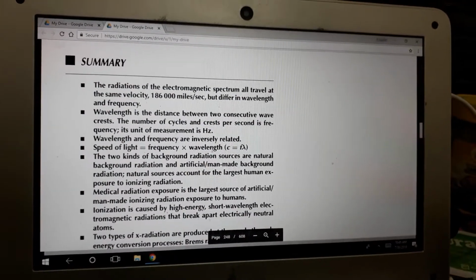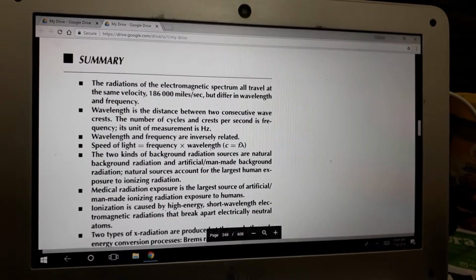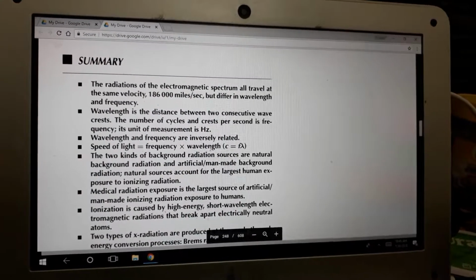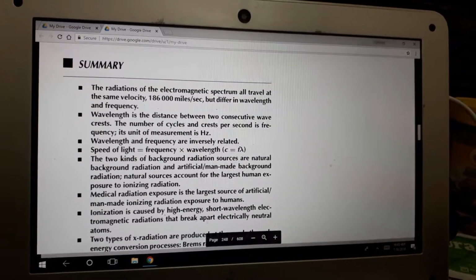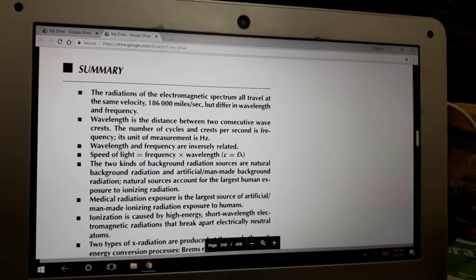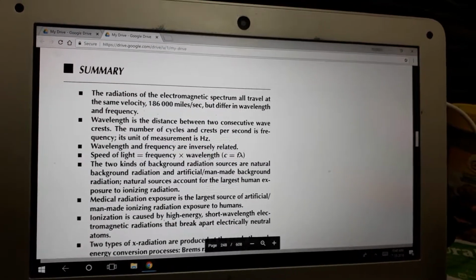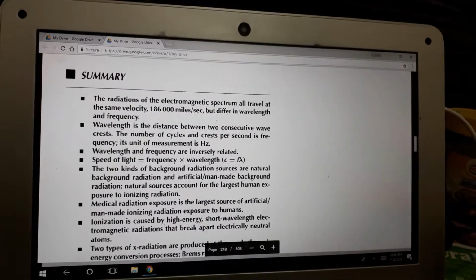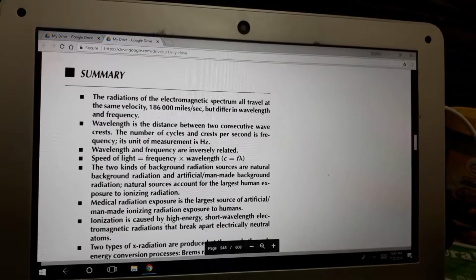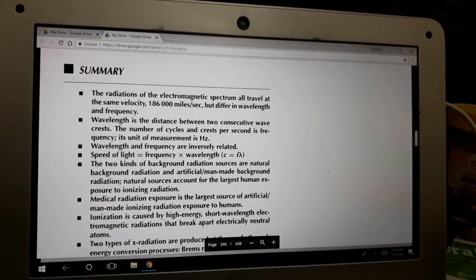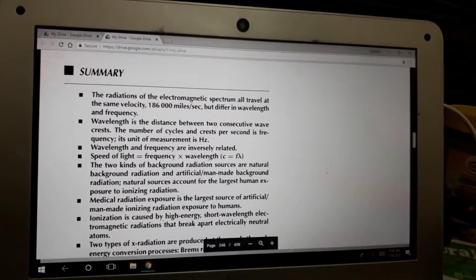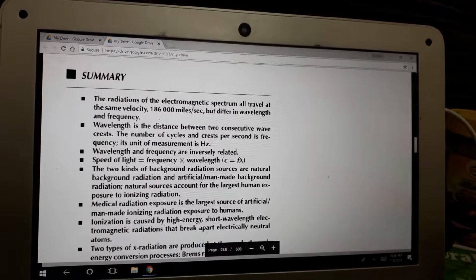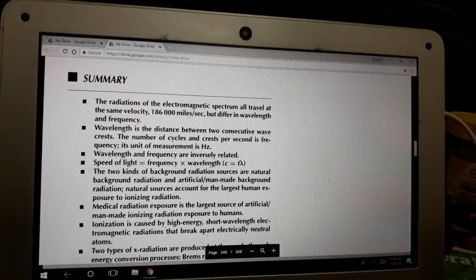This is a summary: the radiations of the electromagnetic spectrum all travel at the same velocity, 186,000 miles per second, but differ in wavelength and frequency. Wavelength is the distance between two consecutive wave crests. The number of cycles or crests per second is the frequency. The unit of measurement is hertz. The wavelength and the frequency are inversely related. The speed of light equals frequency times wavelength.